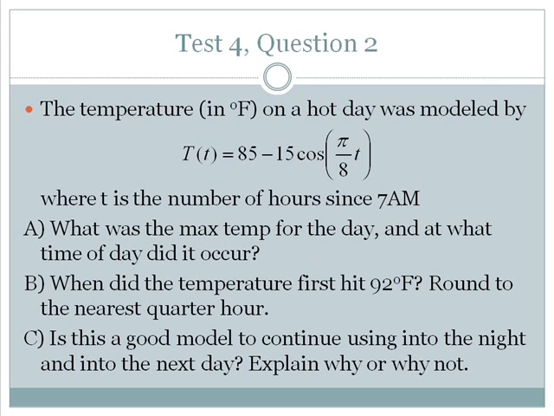Okay, and then I asked part C, is this a good model to continue using into the night and into the next day? Provide an explanation to why or why not. Will this function continue to be useful? Will it not continue to be useful? Give some kind of a formal explanation in terms of the equation itself, not just because the weather might change tomorrow. Something a little more quantitative based on the function itself.